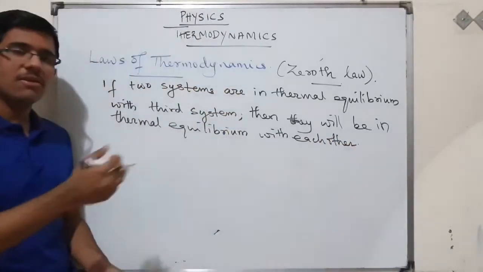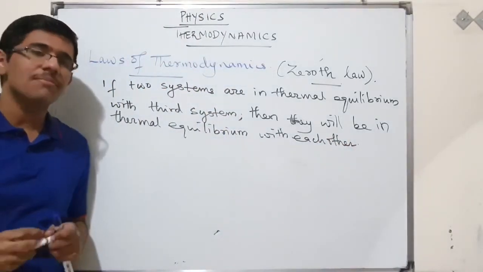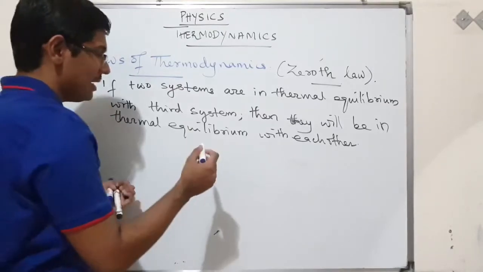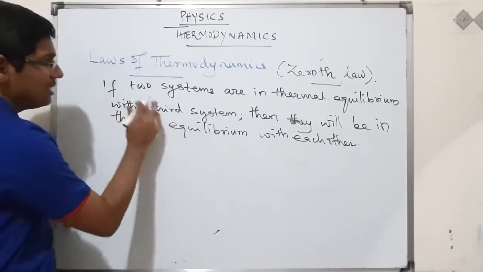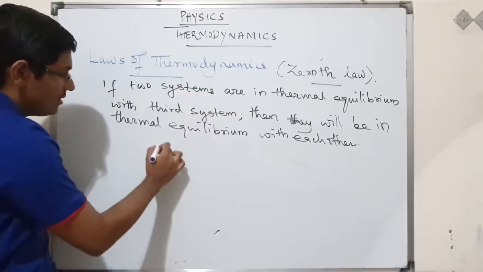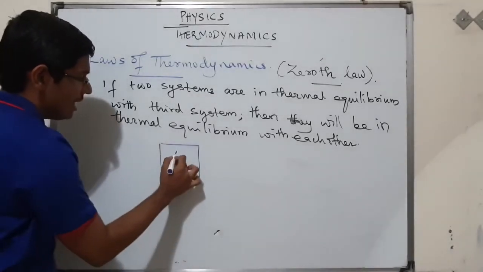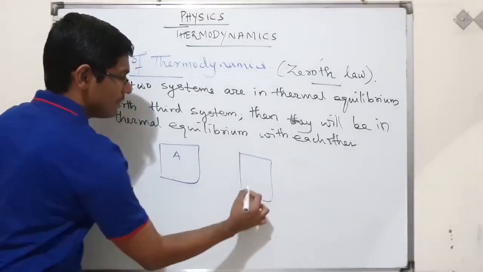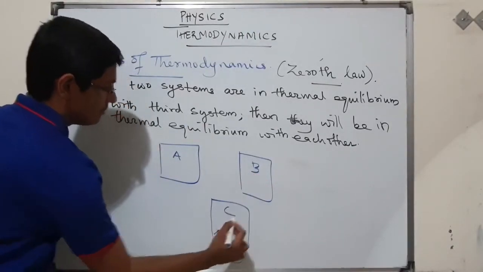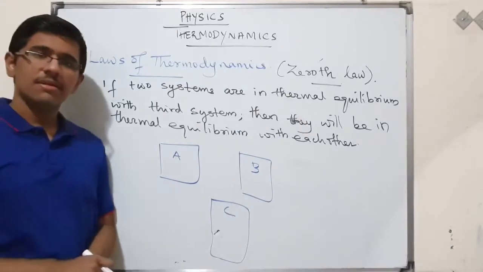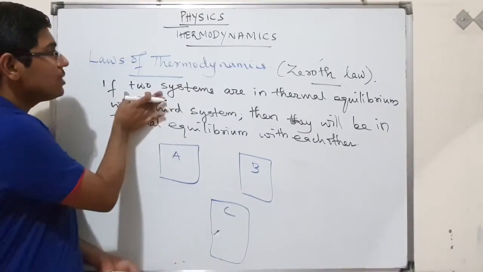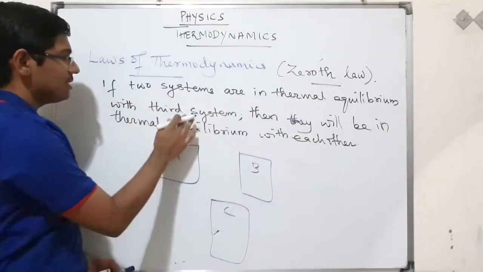The statement may look confusing, but the law is very simple. How can you explain this law? The law can be explained by giving you an example. Imagine there are three systems: system A, system B, and another system, system C. They are in thermal equilibrium. How? Two systems are in thermal equilibrium with the third system.